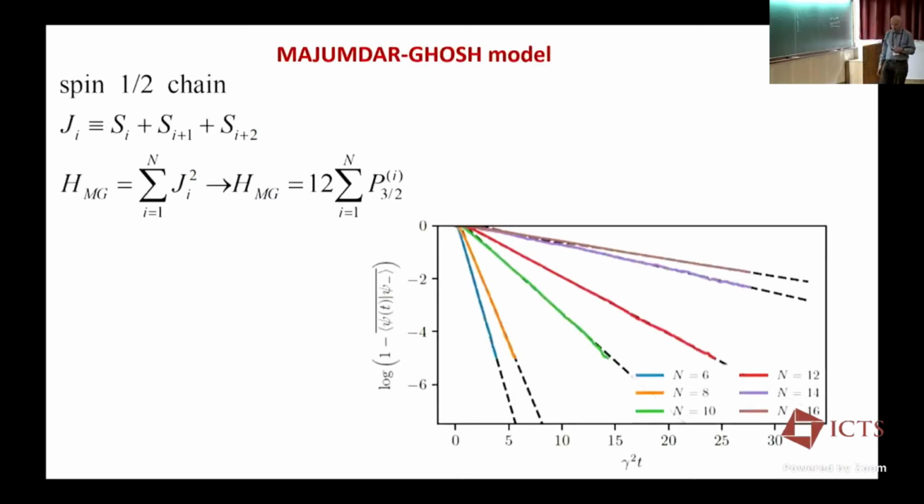We had a couple of other examples. For example, we did it for the Majumdar-Ghosh model. It's a model of a spin half chain where we take three neighboring spins on sites I+1, I+2, and I+3, and project them onto a total spin equals three halves. We did it there, and again, the convergence of this dilute steering towards the ground state seems to be exponential.